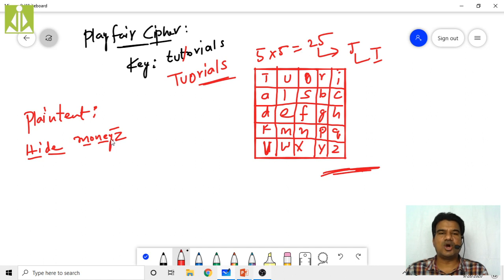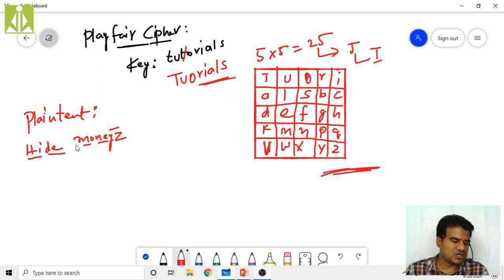Because this Y got left out, we added this Z to make a pair. It is also a rule under this Playfair cipher. Whenever you are forming such pairs, if one character is left out without any pair equivalent, what we have to do is add Z. This is only in case of a left out character. If there is no left out character, no need to add this extra Z.